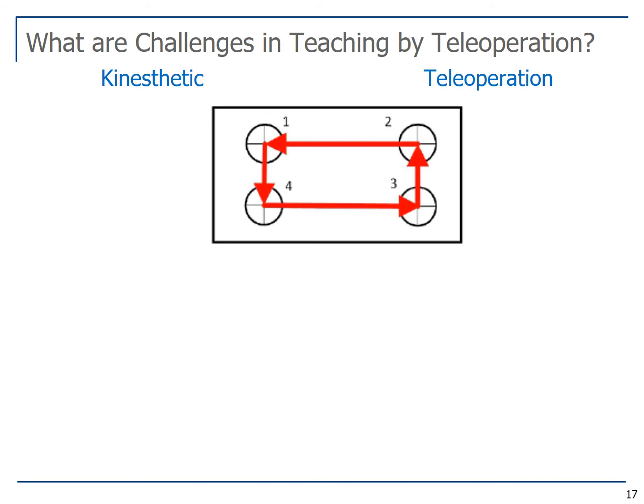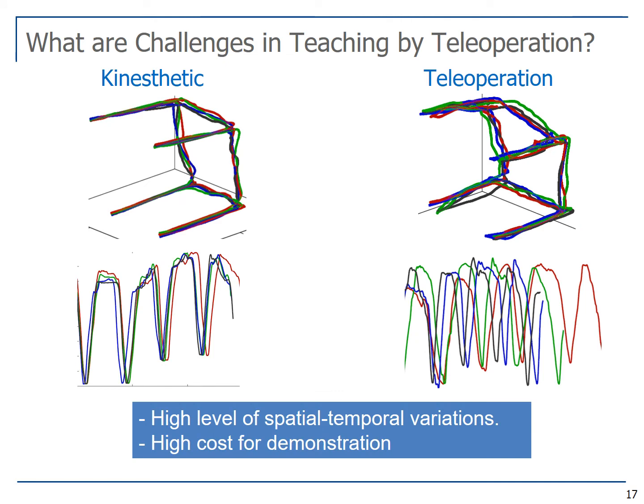Consider this simple task of repetitive packing hole. A robotics PhD student was asked to demonstrate this packing hole task by kinesthetic teaching and by teleoperation. While kinesthetic teaching demonstrations were more consistent, teleoperation demonstrations showed high spatial and temporal variation and high cost for the demonstrations. Sometimes the demonstrator could not complete the task from beginning to end. In order to maximize the use of the lower quality and incomplete demonstrations from the teleoperation, we developed a new learning algorithm.